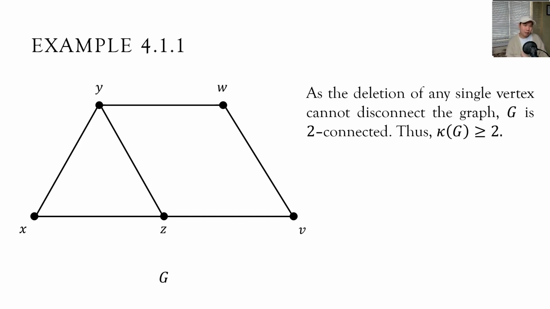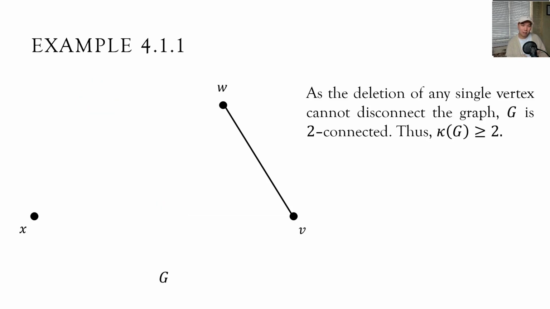Let's consider a vertex subset. What if I look at Y and Z? What happens if I delete these vertices? Remember, whenever I delete a vertex, I have to delete all the edges incident to it as well. In other words, if I delete Y and Z, my resulting graph looks something like this, where X is isolated by itself, and then W and V are still connected by an edge. This is clearly no longer connected. I have two components here.